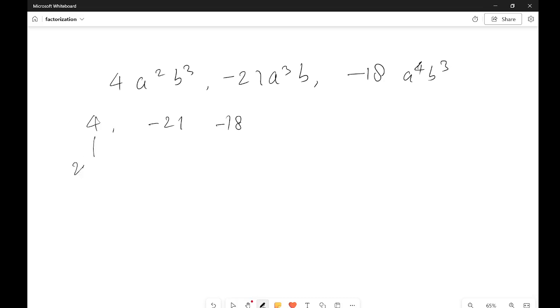So let's break this one. It's 2 cross 2. This is minus 7 cross 3, and this is minus 6 cross 3, or instead of 6 you can say 2 cross 3 cross 3. Let me write it properly. So this is 3, this is 3. So what's the common?